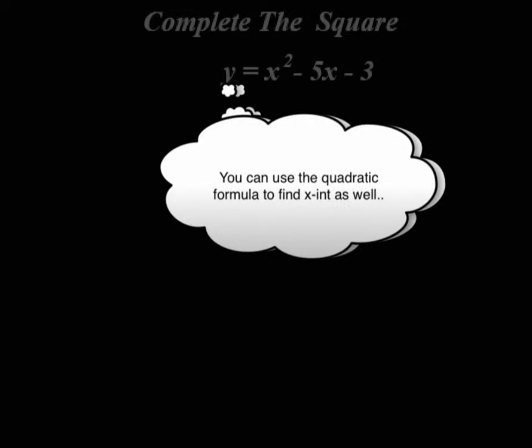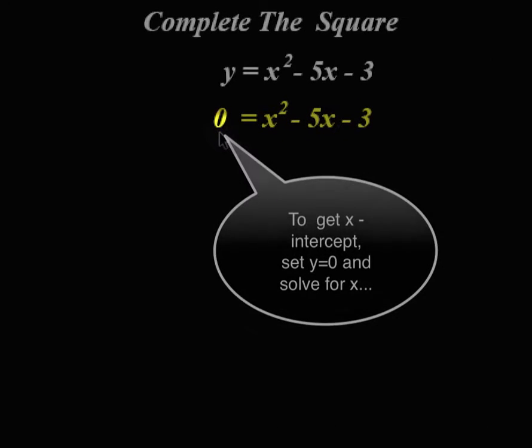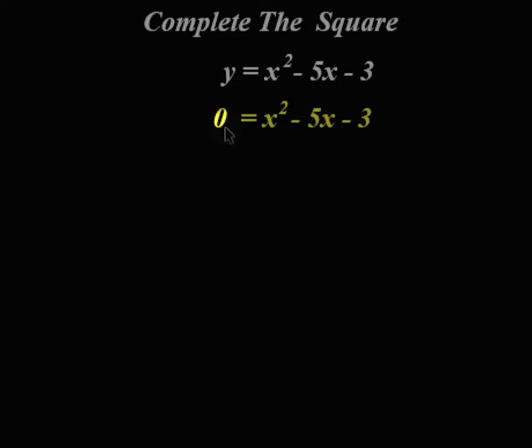So whenever I'm looking at this problem, what I need to do first is set y equal to 0. This is how we find the x-intercepts. Always set the opposite equal to 0 to find the intercept. So everything along the x-axis has a y of 0.